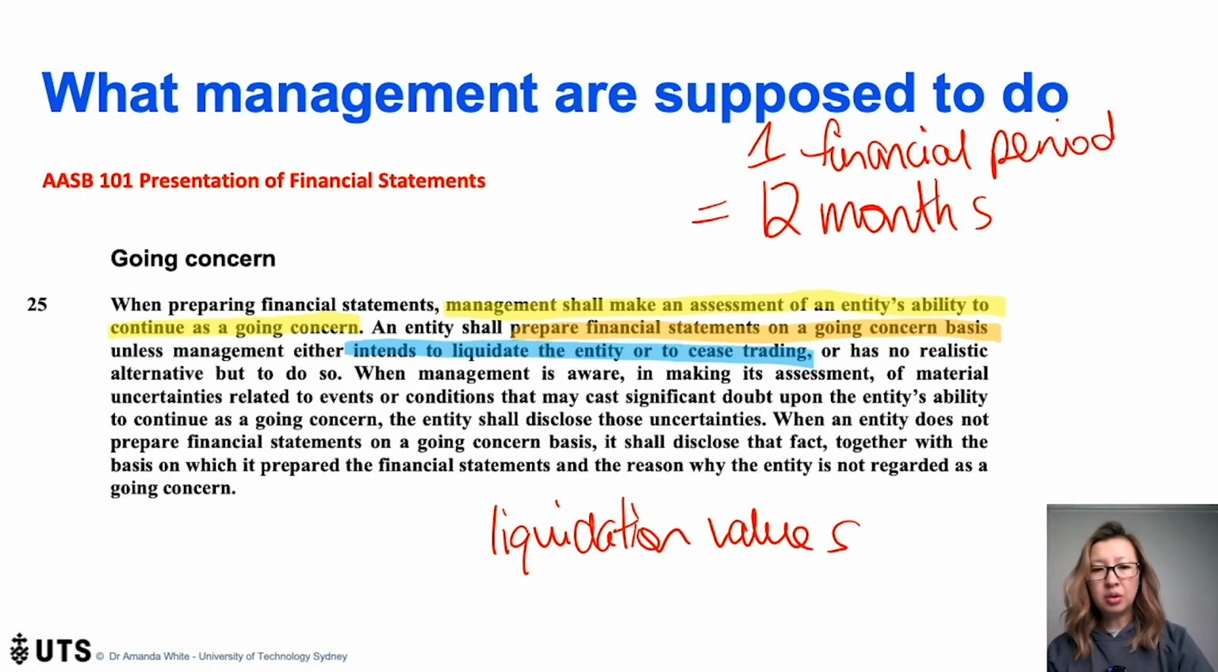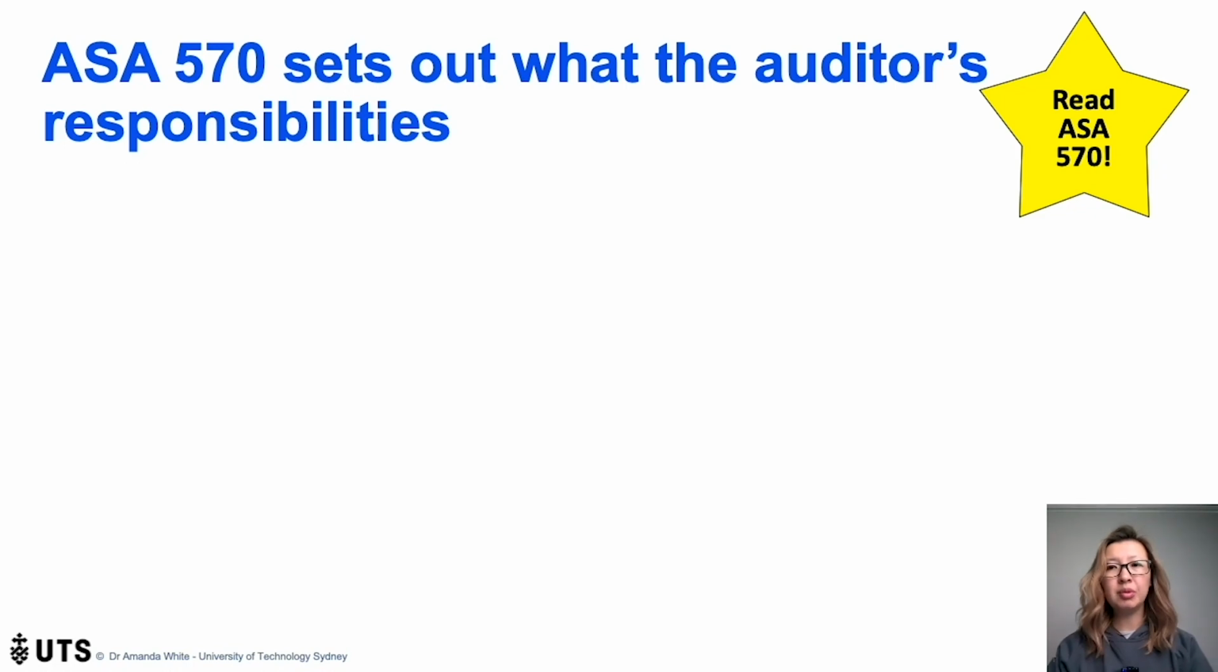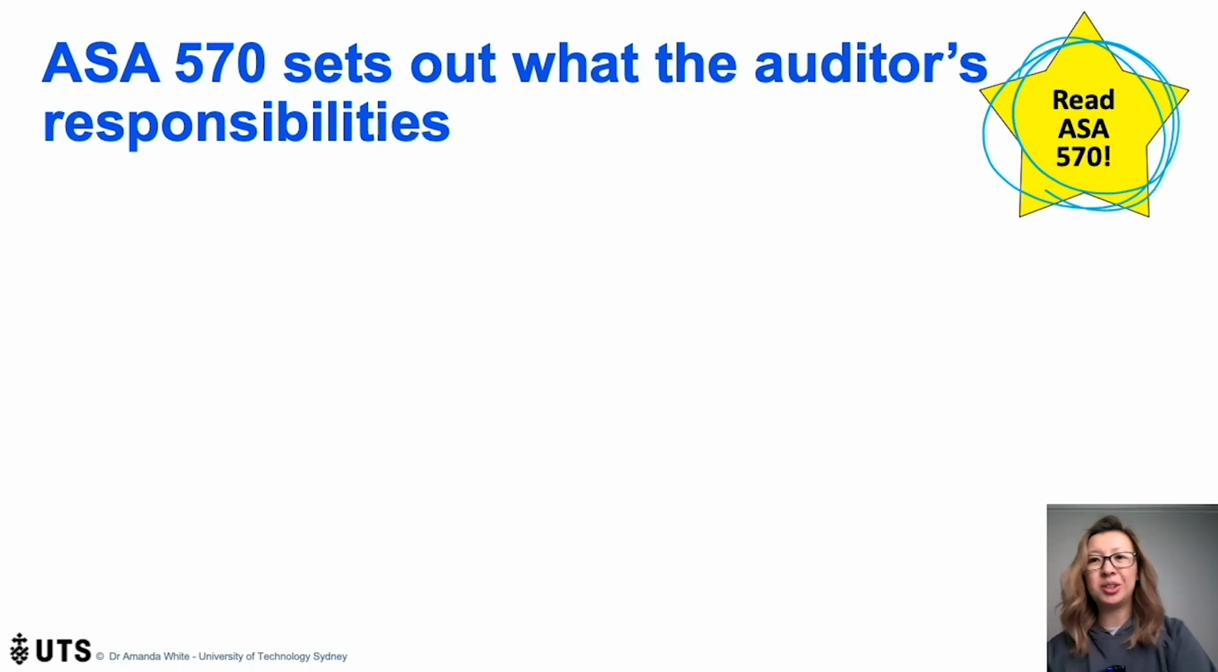Okay, so if we decide the company's not going to continue, which is pretty common in a COVID era where some businesses have just decided, yep, I'm just going to close, then we have to disclose that fact. Oops, that's the wrong color highlighter. Let me just fix that for you so that you can actually read it. Disclose that fact and the basis on which you prepared the financial statements, which may be those liquidation values if you can get them. Now, ASA 570 is one that I definitely want you to go away and read.